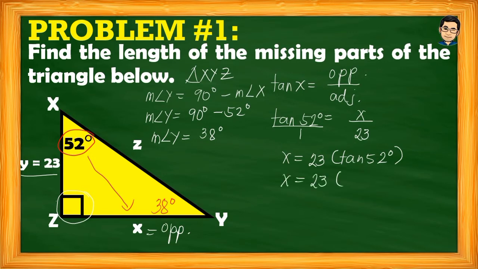So 23 times the value of tangent 52. We just press on the calculator tangent 52 degrees, and the approximate value is 1.2799. Then we multiply it by 23. So the answer is 29.44. So we'll use the approximate value for X, 29.44.